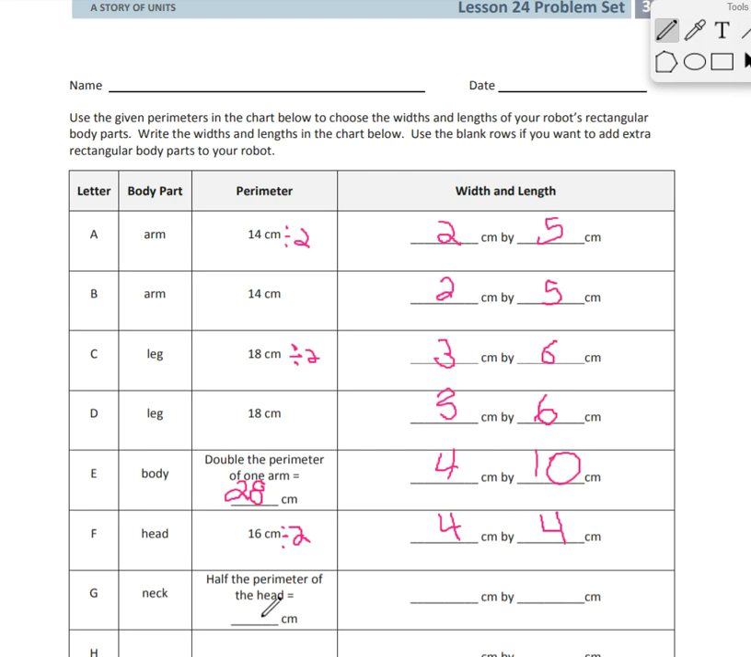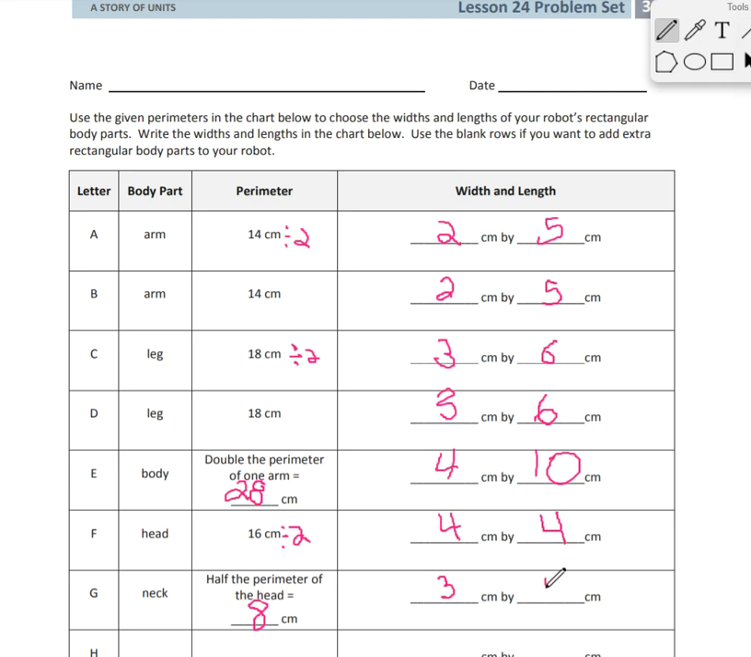Okay, the perimeter for the neck is half the perimeter of the head. Well, luckily for us, we just found half the perimeter of the head. So we know that that is 8. And we're looking for two things that add up to 8. So necks are kind of skinny, and they're kind of medium long. I want it to be different than my head. So I think I'm going to do, no, I want to do 3 and 5.